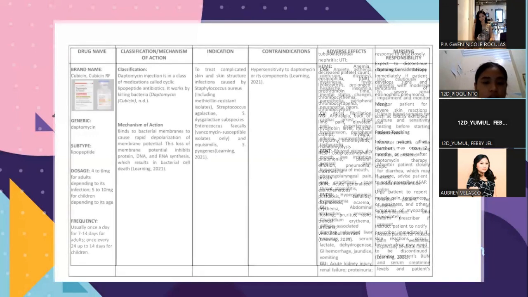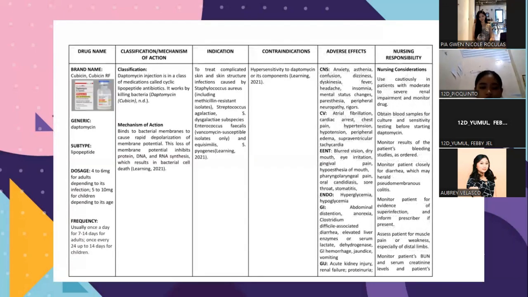So, nursing responsibility and nursing considerations: use continuously in patients with moderate to severe renal impairment and monitor the drug. Obtain blood samples for culture and sensitivity testing before starting daptomycin. Monitor results of the patient's bleeding studies as ordered. Monitor the patient closely for diarrhea, which may herald pseudomembranous colitis. Monitor the patient for evidence of superinfection and inform the prescriber if present.